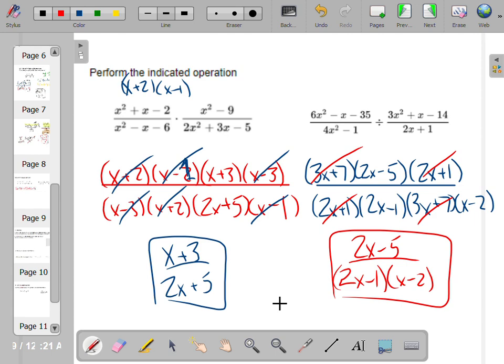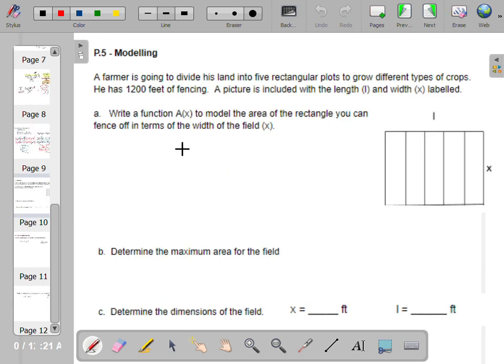Copy, change, flip, cancel what you can. P5 is modeling. So we did a bunch of modeling problems. If it helps you, you got to remember that there's 1, 2, 3, 4, 5, 6 x's here, and then L and L. So 2 L's on the top and the bottom.